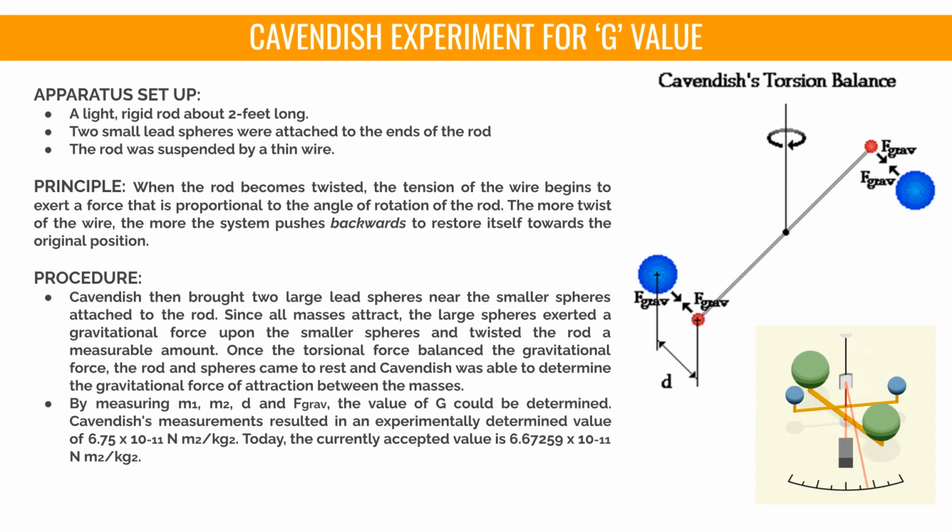In the procedure, two large spheres were brought near the small ones, causing a gravitational attraction that twisted the rod. By balancing the torsional force and gravitational force, Cavendish calculated G as 6.75 × 10^-11 N·m²/kg², close to today's accepted value.